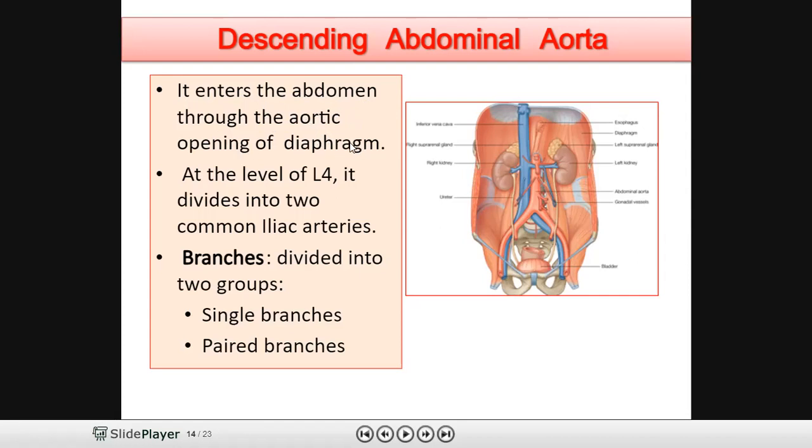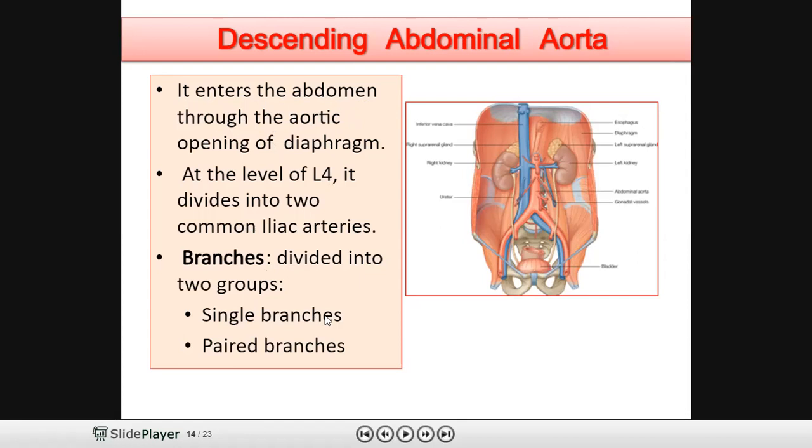call the aortic hiatus of the diaphragm, and then runs downward to a level of L4. After giving off some branches, it gets to the level of L4 and then divides into two common iliac arteries, the left and right common iliac artery.